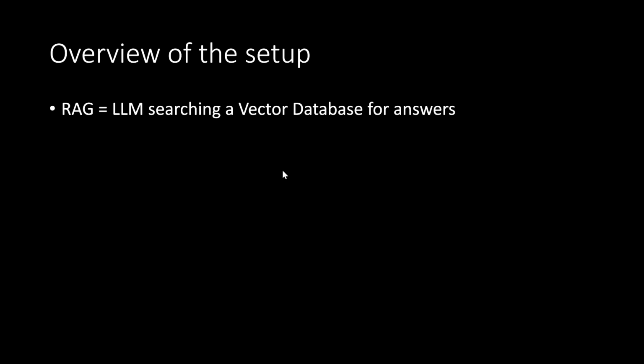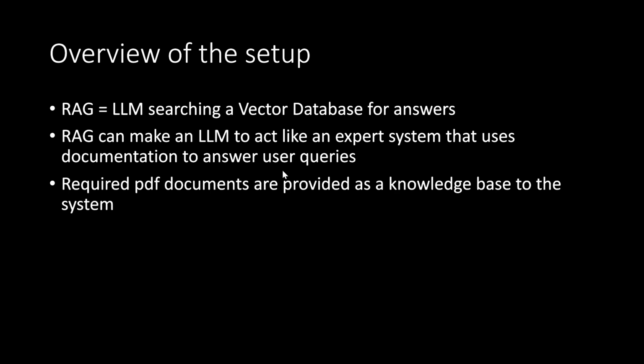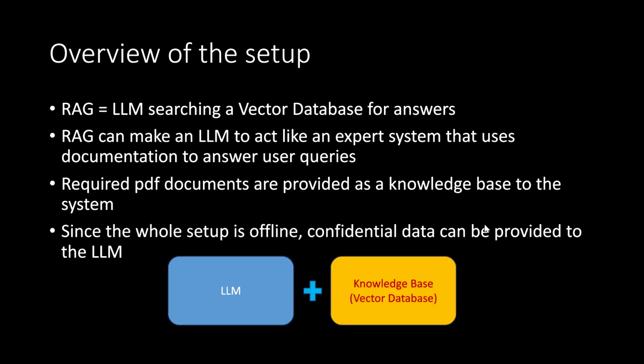So what we are going to do is RAG, which is Retrieval Augmented Generation. Basically RAG is an LLM searching a vector database for answers, and the vector database is created by adding your documents to the database. So this way RAG can make an LLM act like an expert system that uses your documentation to answer your queries. So the required PDF documents or HTML documents or text documents or whatever should be added to the knowledge base so that the LLM can search the documents for answers. Since the whole setup is offline, confidential data can be provided to the LLM without the fear of data exfiltration. In short, we are going to use an LLM and a knowledge base to create an expert system.